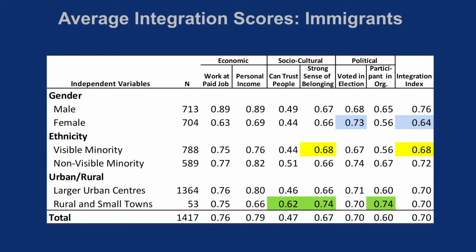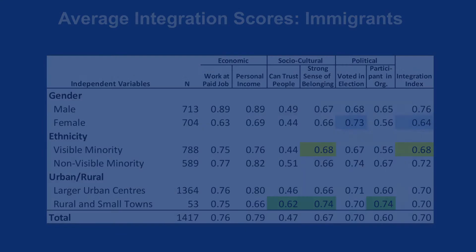Having obtained an integration score for each individual, we computed the average for population subgroups that are of interest to us. For example, we found that on the average, and as expected, immigrants have lower integration scores than non-immigrants. This table shows the average integration only for immigrants and how they differ by gender, ethnicity, and area of residence. I will just go directly to the last one.